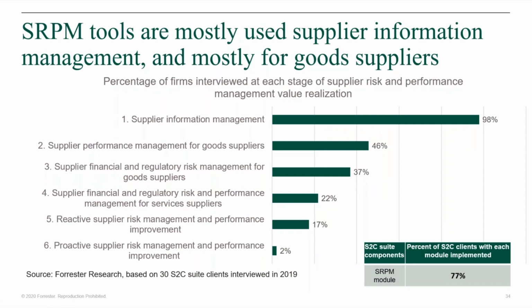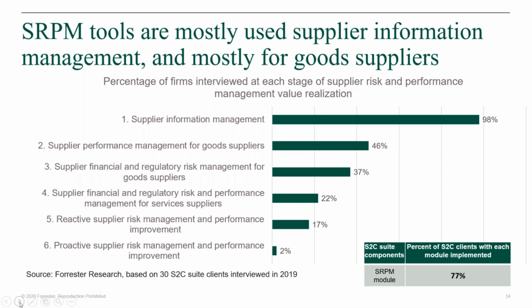Almost everybody's doing supply information management. That's pretty basic. But performance management still lags. Risk management still lags, especially with goods, and it's particularly weak when it comes to service providers. And then reactive supplier risk and performance management is very low, and almost nobody's doing proactive supplier risk and performance management. So it's a lot of opportunity for companies to use these products to move from the basics of just having information about your suppliers to actually being aggressive in managing them.